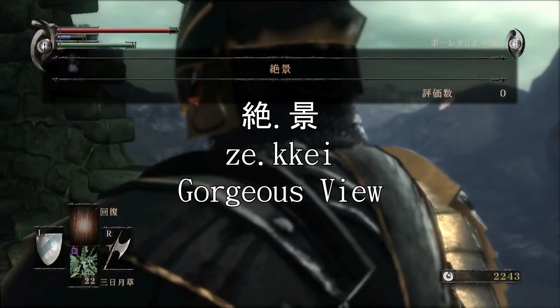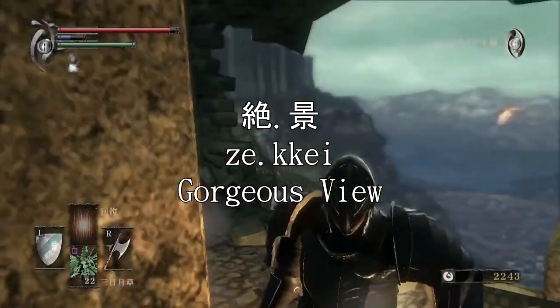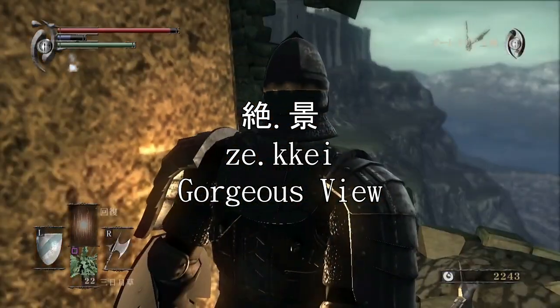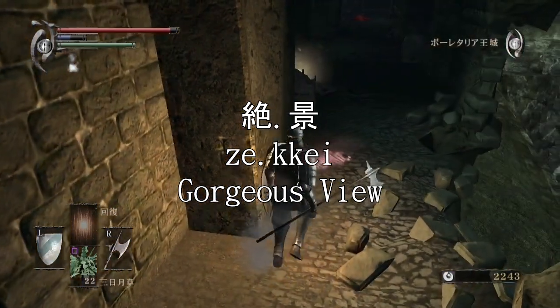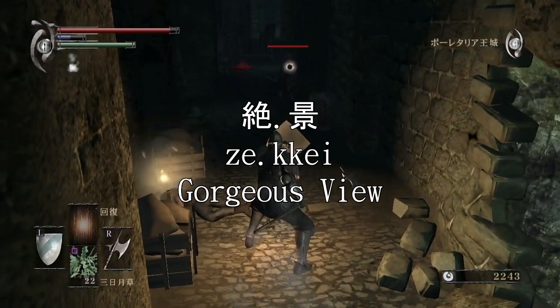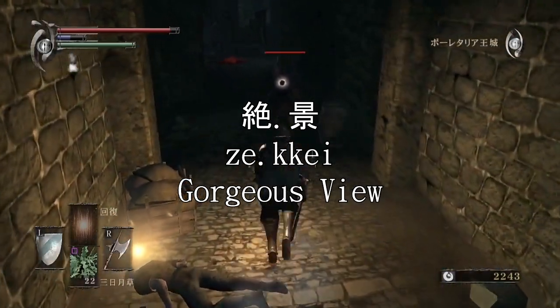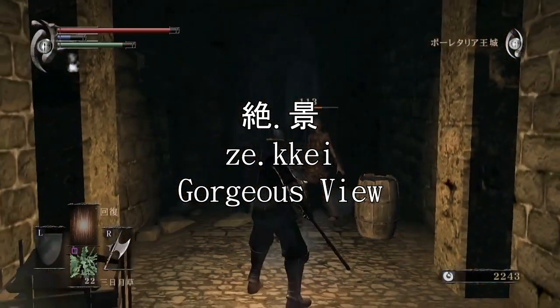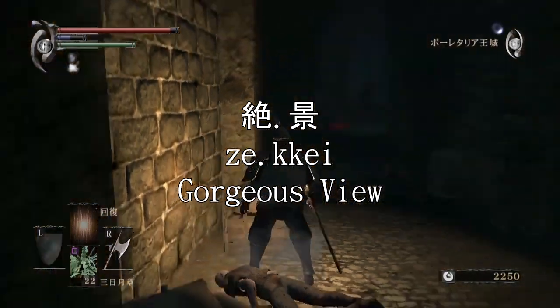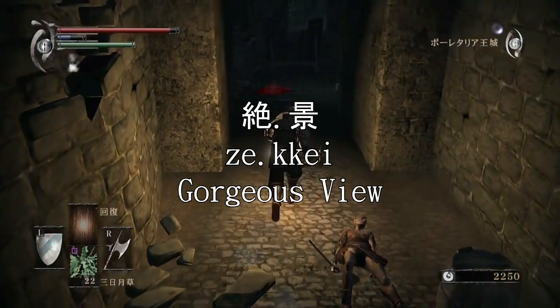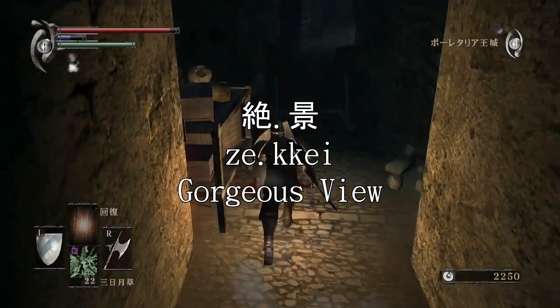Zekke, gorgeous view. The first character, Zetsu, means to cut off or end. The second character, Kei, means background or scenery. But you'll notice it's not written Zetsu-kei. Often in compounds, when you have a tsu followed by an unvoiced consonant, the tsu gets dropped and the consonant it follows gets doubled and stressed.